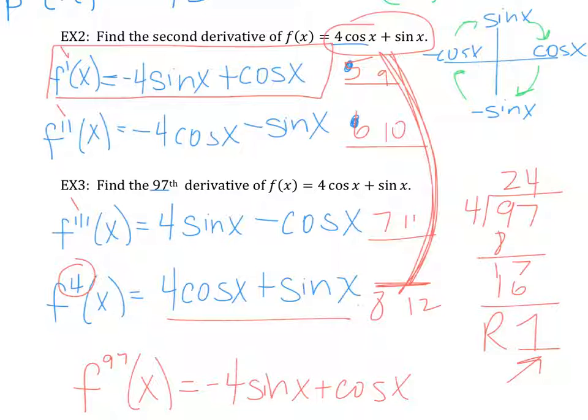So if you see a really high derivative, you better believe there's some pattern to it. Find the derivatives, keep finding derivatives until you see the pattern, and then go. There's no way on an AP test they're going to ask you for this 97th derivative, and you have to get it by finding all 97 or even 20-something. There's going to be some pattern.